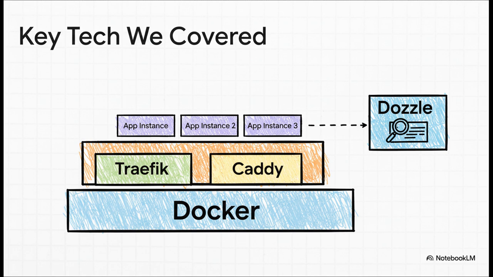And there you have it. That's the whole stack. We went from a single insecure IP address all the way to a secure, scalable, multi-project architecture running on a virtual private server. We layered Docker, Caddy, Traefik, and Dozzle to build a setup that's ready for pretty much anything you can throw at it.